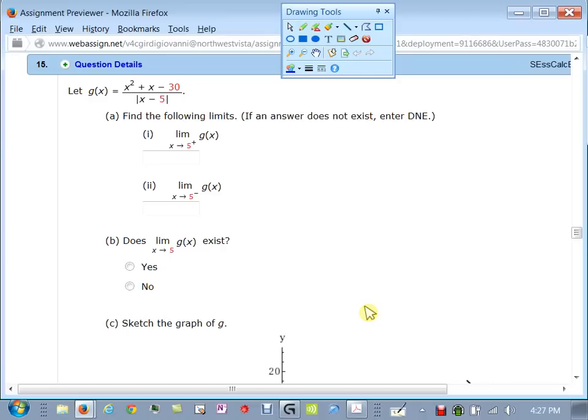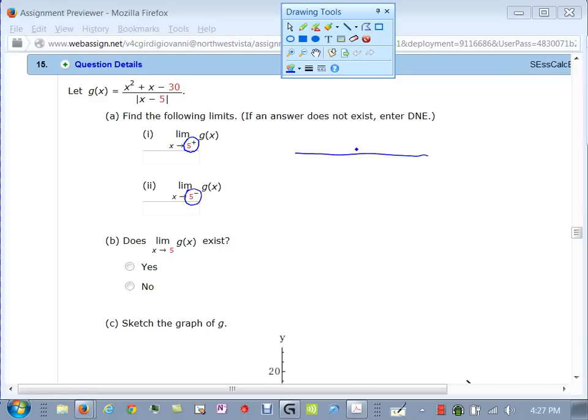All right, this one's a little tricky. Find the following limits. So let me work this through a little bit. Let g of x be this: x squared plus x minus 30 over the absolute value of x minus 5. If I'm going to try and figure out what happens as x goes to 5 from the right and from the left, then I'm going to need to be thinking about a number line here. Here's my x values. Coming in from the left means I'd be picking values, trying to plug in close to 5, like 4.9. Coming in from the right, I'm plugging in values that are bigger than 5, so like 5.1.